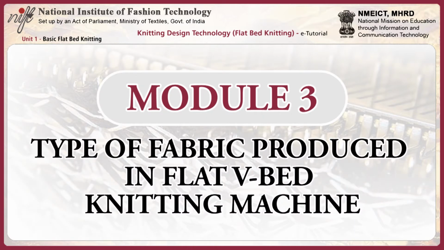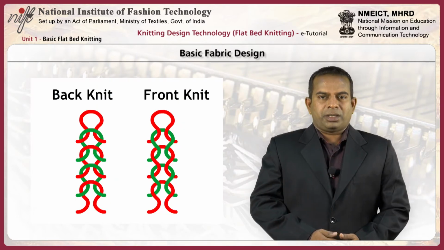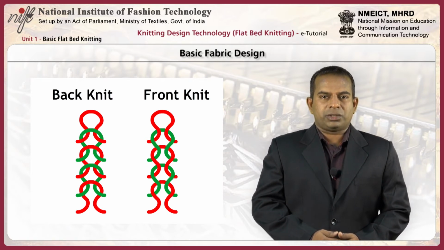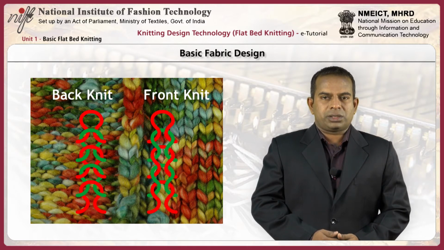Finally, let us learn about the various types of fabric produced in a flat V-bed knitting machine. Basic fabric designs: single jersey and double jersey. Let us look at the loop closely and let us imagine the back view of the same loops. You can now notice a prominent V-shape formation on one side and a horizontal streak formation on the other side. If you see a fabric with V-shaped stitches on one side and horizontal streaks on the other, you may be looking at a single jersey fabric.